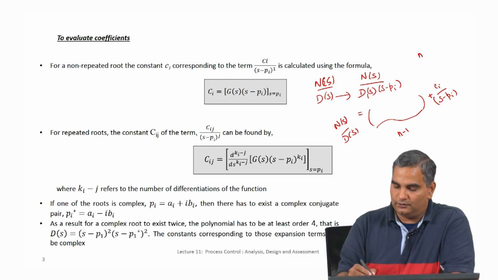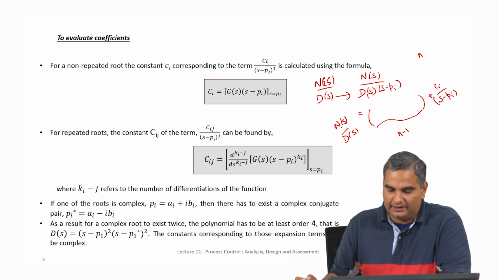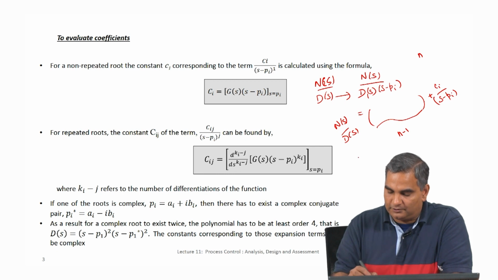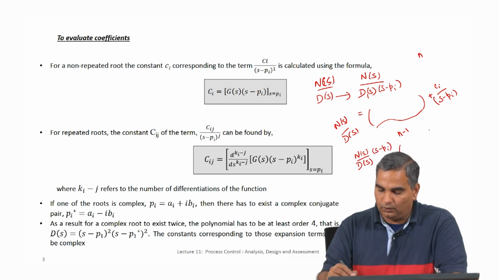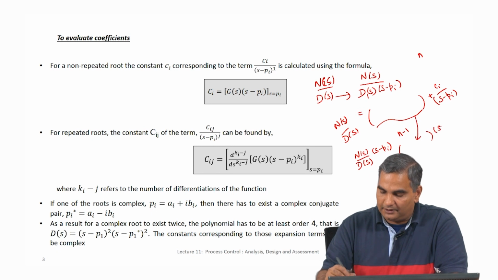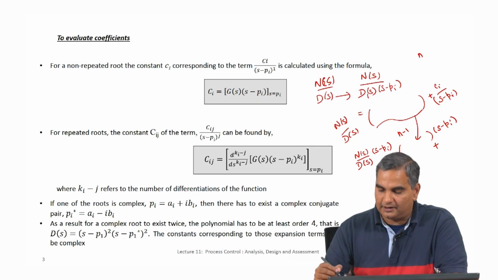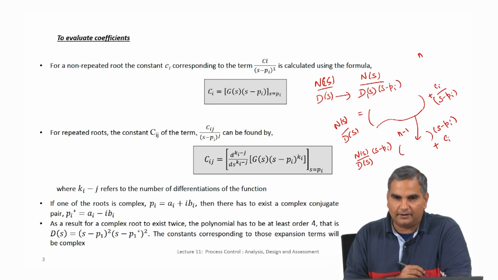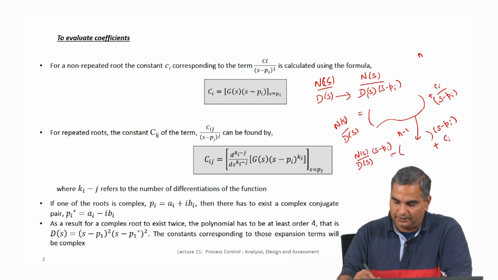What you can do is multiply this N(s)/D(s) by (s minus pi). So, if you multiply both sides by (s minus pi), then this whole term, where there is no denominator with (s minus pi), because that I have separated out, will be multiplied by (s minus pi), plus when I multiply this by (s minus pi), the (s minus pi) terms get cancelled. So, I have Ci. So, this will be the equivalent representation. When I multiply this, this will be equal to this.